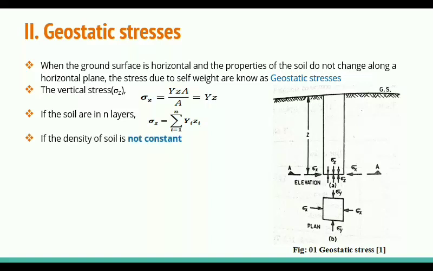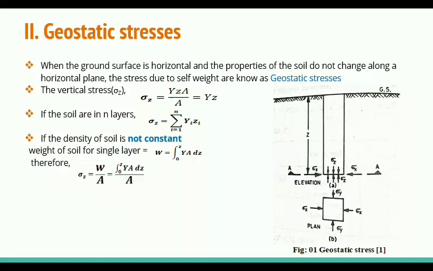If the density of soil is not constant, that is, it varies within a single layer, how will we write it? For a single layer, the weight of soil is the integral from 0 to Z of gamma A dz, where gamma is varying from 0 to Z. To calculate the total stress, we take the total weight divided by the area. Since the area is constant, we can take it outside the integration sign, and it will cancel. So we can write the integral from 0 to Z of gamma dz.